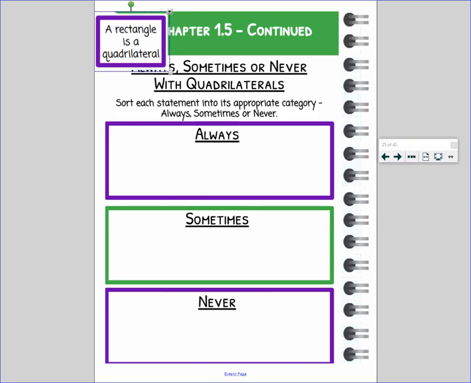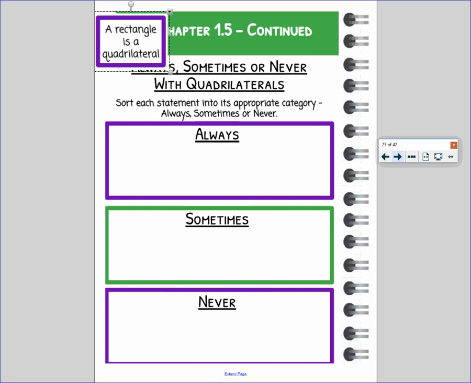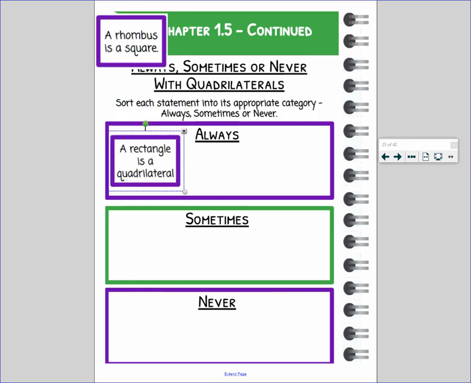All right, so I have the purple one, I think from the bottom first. A rectangle is a quadrilateral. So a rectangle is here, and a quadrilateral is up here. So can I go up the family tree? I can always be less specific. So a rectangle is a quadrilateral, that's always true.